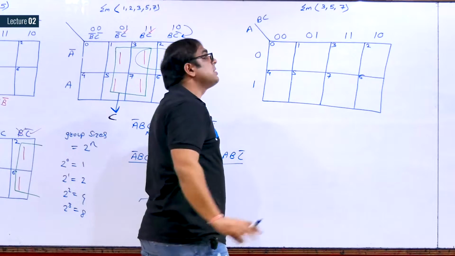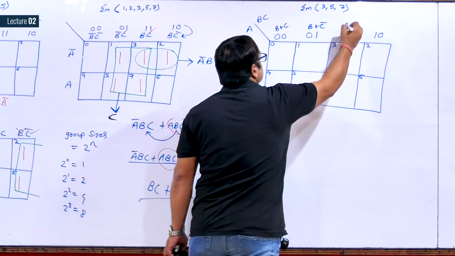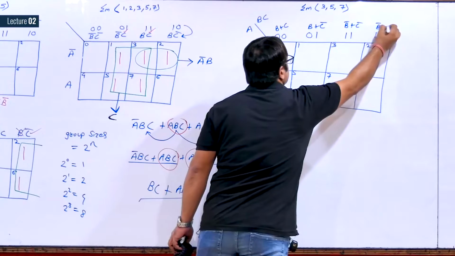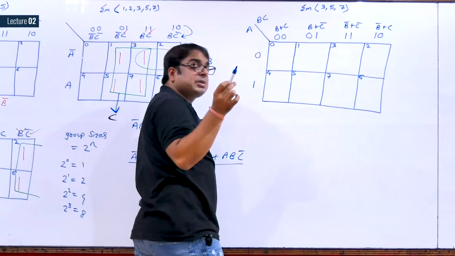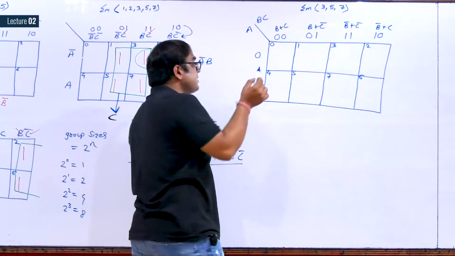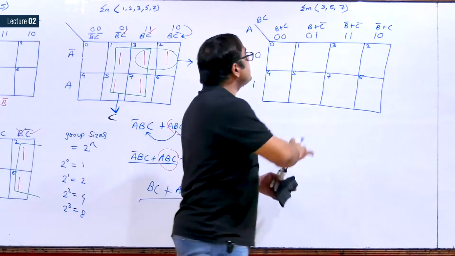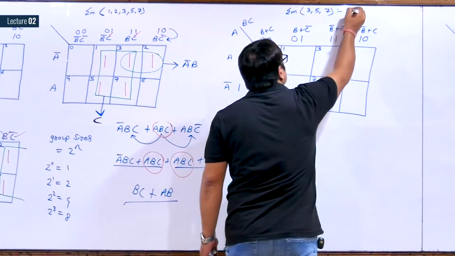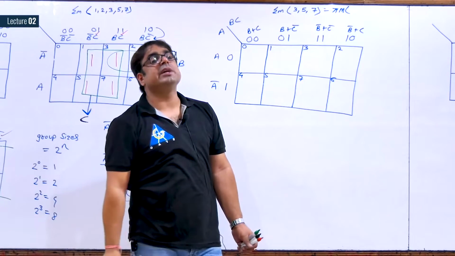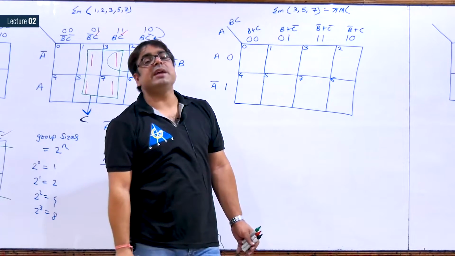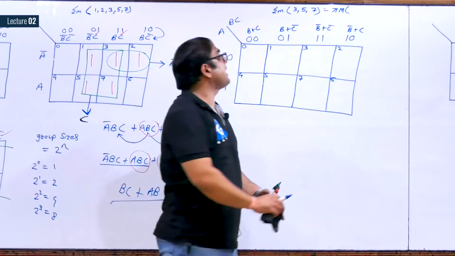POS means sum terms. So this would become B plus C, B plus C complement, B complement plus C complement, B complement plus C. Sum term, max term, POS. 0 means normal, 1 means complement. Minterms 3, 5, 7. First of all, I have to find the max terms because we are solving it using POS. For solving it using POS, you need max terms.